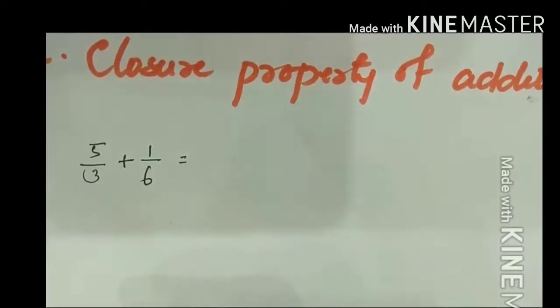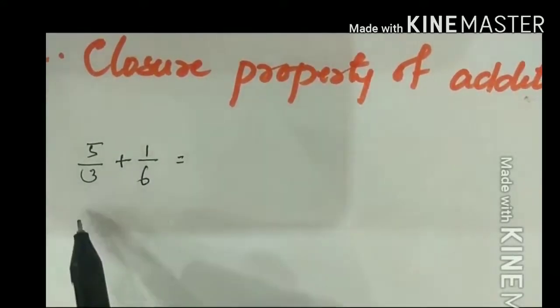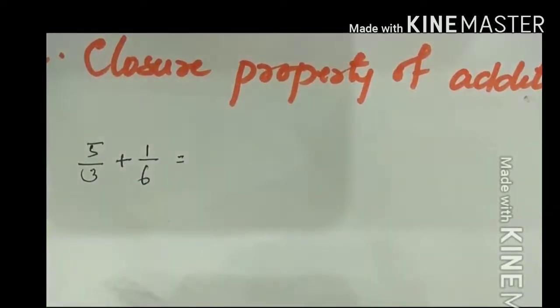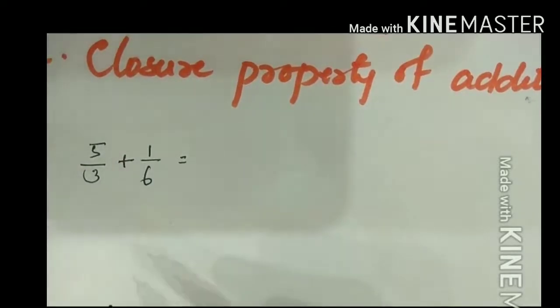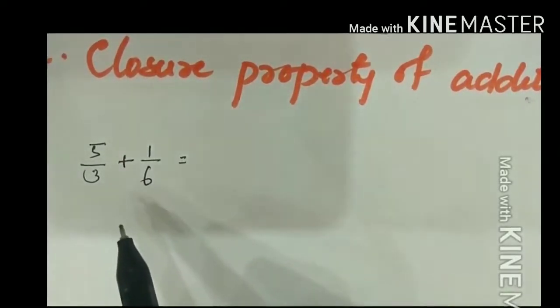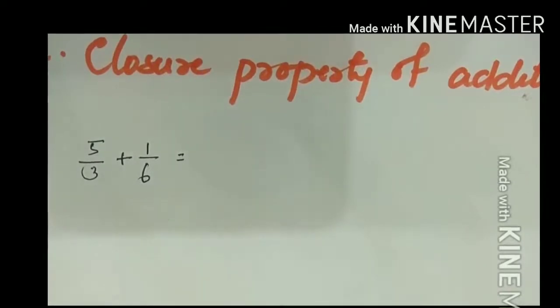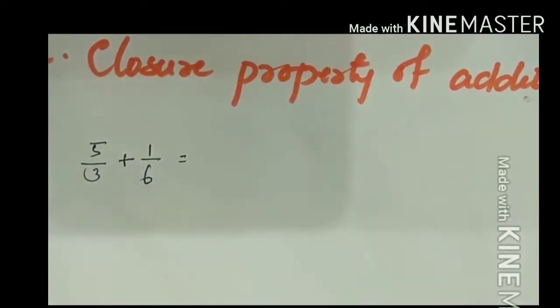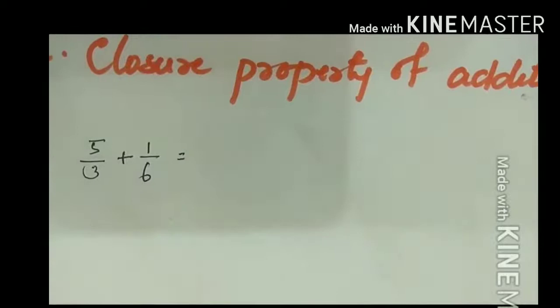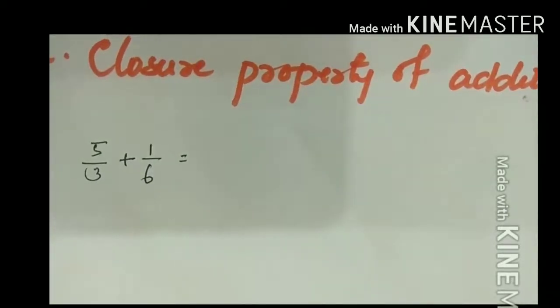See, we have taken 2 rational numbers. First one is 5 by 3 and the second one is 1 by 6. Before we do, let us check whether these numbers are rational numbers or not. Is 5 by 3 a rational number? Let's revise the definition of rational number. A number which can be expressed in the form of p by q, where p and q are integers and q not equal to 0, such a number is called a rational number.